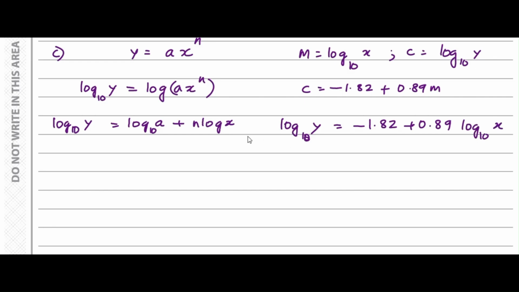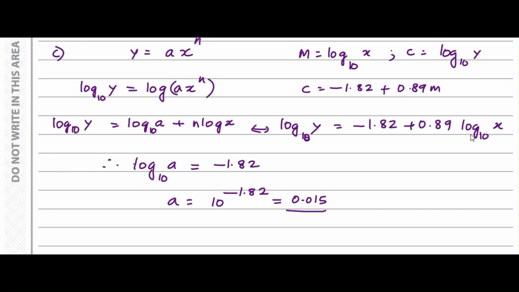Okay. Comparing this and this, we can see log a to the base 10 should be minus 1.82. So we can say, therefore, log a to the base 10 equals minus 1.82. Therefore, a should be equal to, bring the base to the other side and raise this to the index value, minus 1.82. Putting that into the calculator, we get 0.015. So keep it there. Now let's look for the value of n.